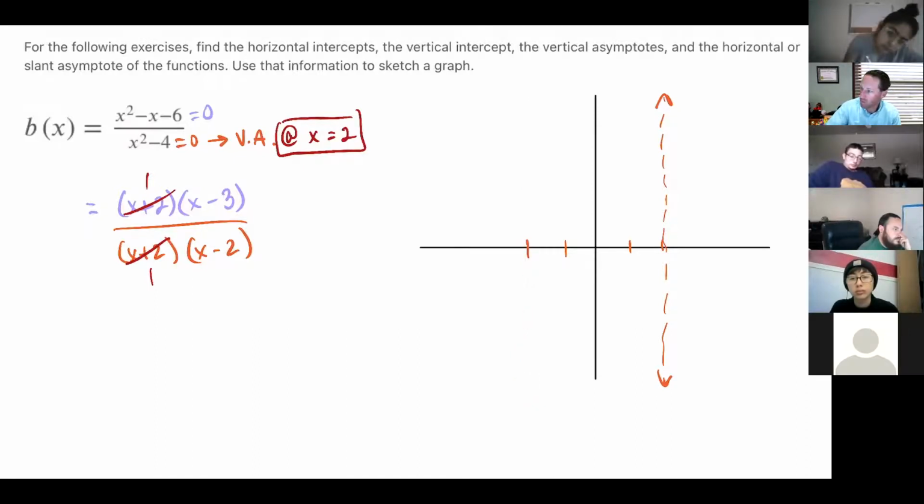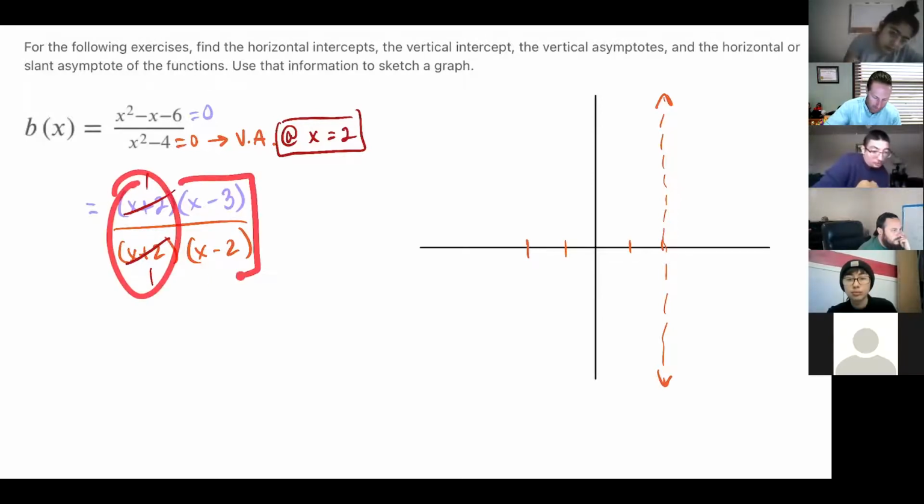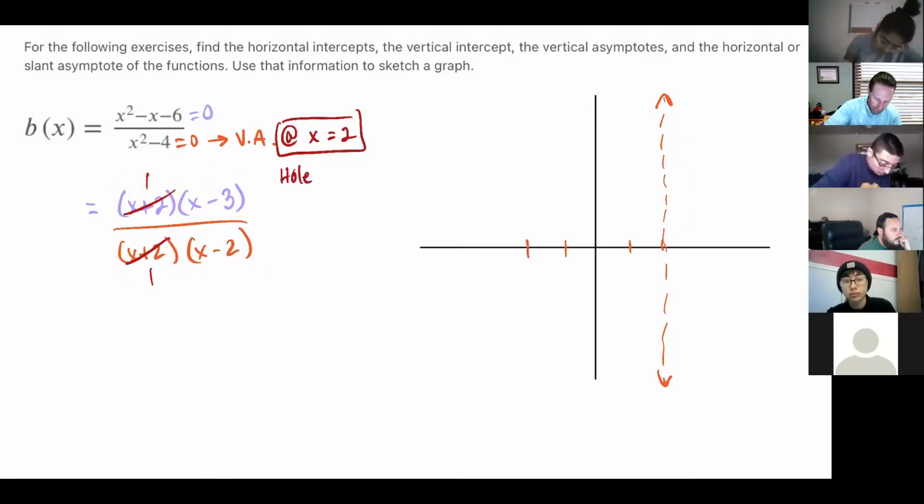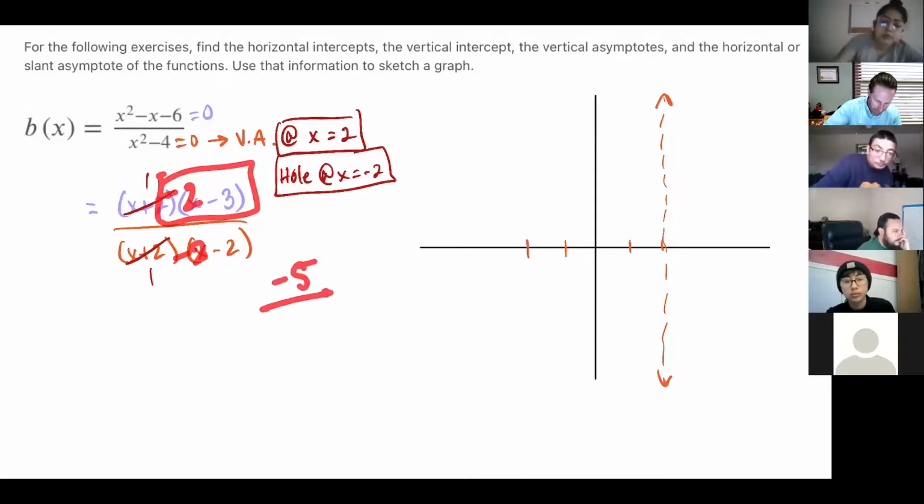A hole. A hole. Now, where do I make that hole? Is it always just right on the x-axis? Or do I put it up here or down here? Where do I put it? Well, I canceled it out. Let's plug it in and see. Let's plug in that -2. Let's plug in -2 here and -2 there. What would that give me on top? -5. -5 and what on bottom? -4. -4 for a simplified version of 5/4.